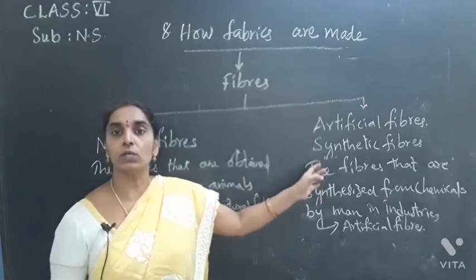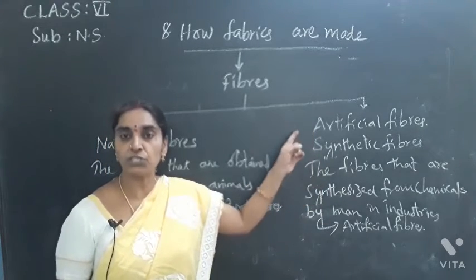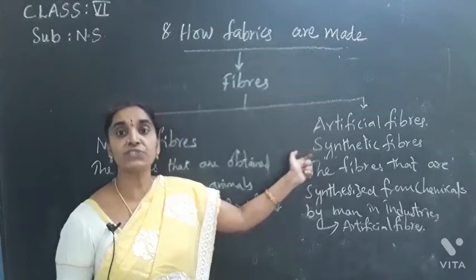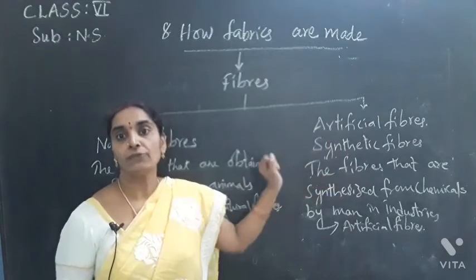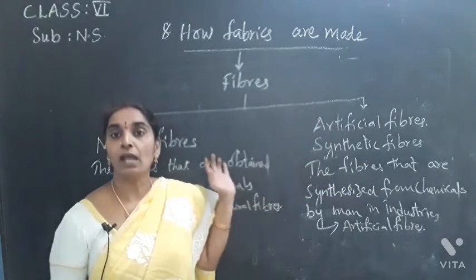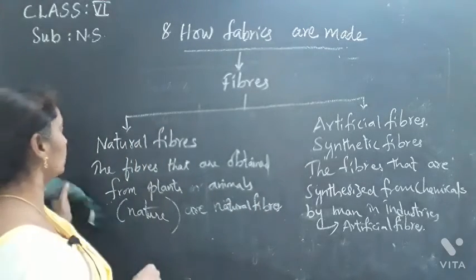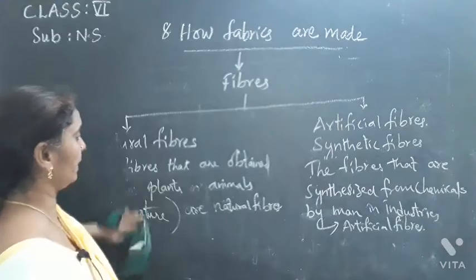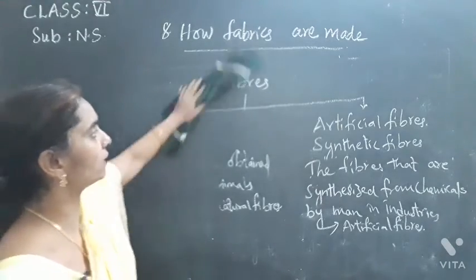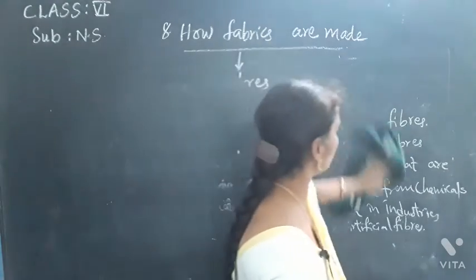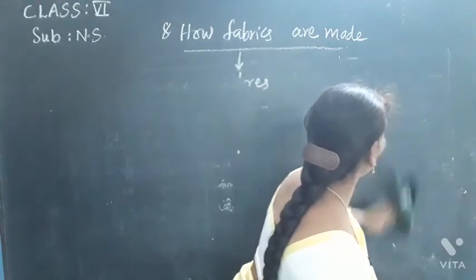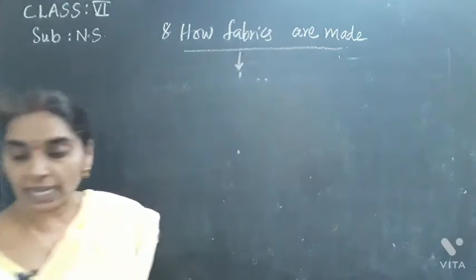The fabrics that are synthesized from the artificial fibers are called artificial fabrics. So now you have understood about the natural fibers and artificial fibers. Now we will know what the examples of natural fibers are.